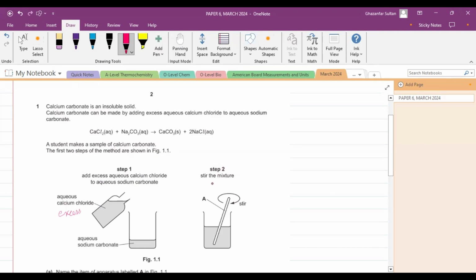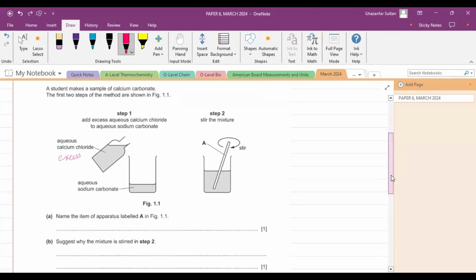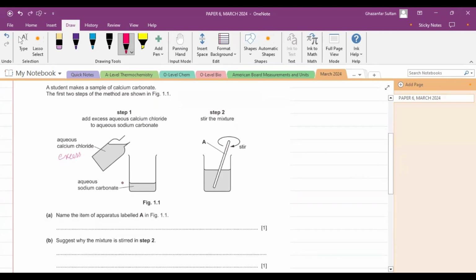And in step two, we stir the mixture. So he stirred the mixture. You have to write the name of the apparatus labeled A. What's this? Glass rod, stirring rod. Yes, glass rod or stirring rod, both are correct.